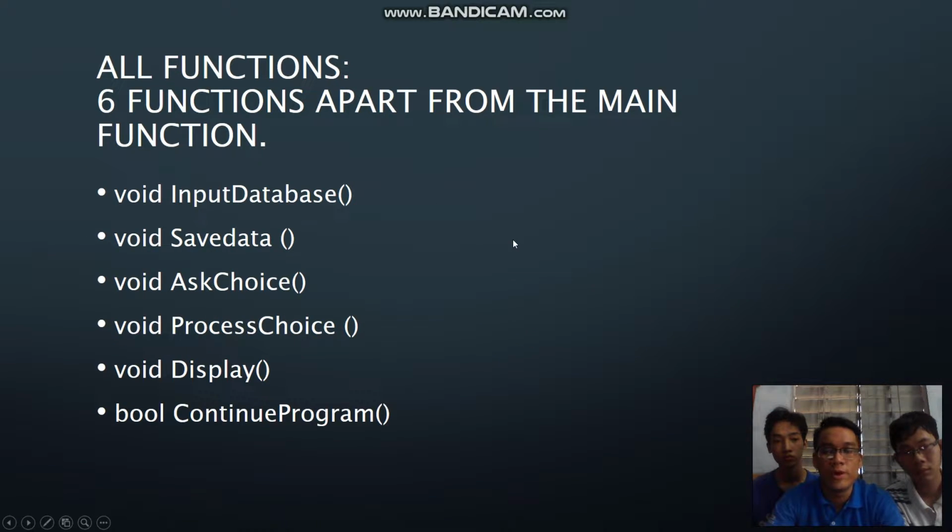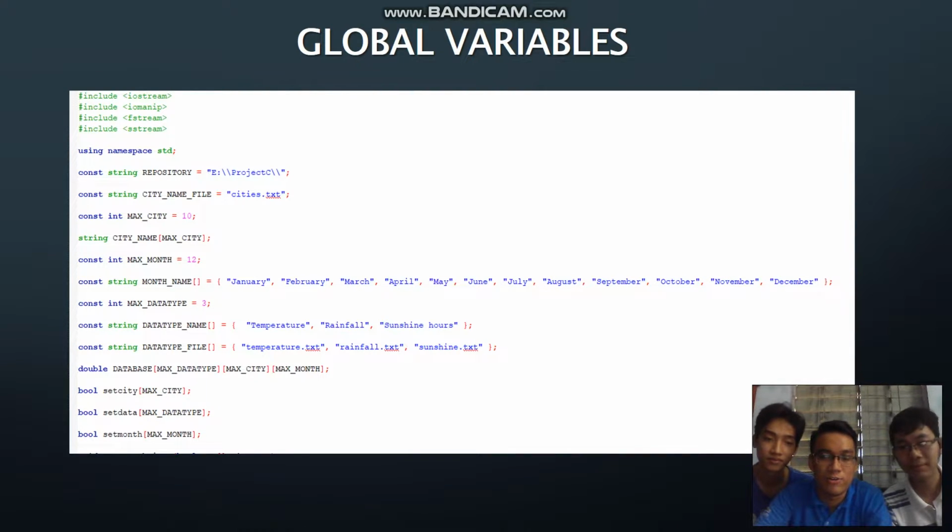For the functions we use in this program, we use 6 functions apart from the main function. The input database and save data functions are my job. The add choice and proceed choice functions are Toan's job, and the display and continue program functions are Trieu's jobs. And for the global variables, we use the same global variables and constants as in the file the forecaster layers.